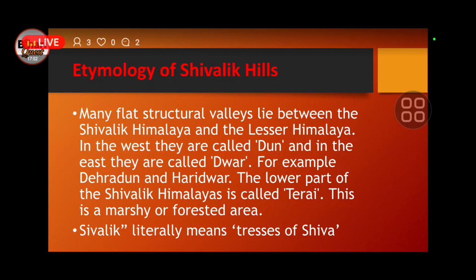Etymology of Shivalik Hill. There are many historians and many scriptures which say how the Shivalik originated. You have read many stories about geographers who say that there was a time when the whole world was in a single landmass which was known as Panthalassa. So etymology means when and from where the Shivalik originated. So here are some stories which tell us about that. Many flat-structured valleys lie between the Shivalik Himalaya.